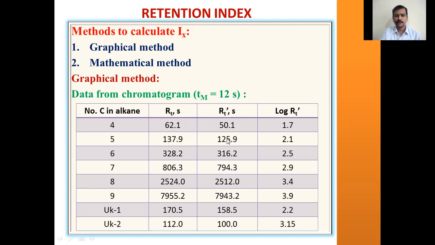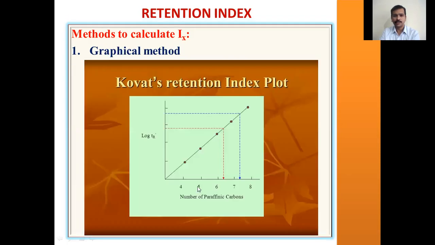So you tabulate for standards as well as unknowns. Then you take the log for this. You have one more column. Log of 50.1, you will get this. Log of 125.9, you will get this. Now this is the dependent variable and this is the independent variable. You fix this into the x-axis, 4 to 9. You fix this into the y-axis. Plot the graph. So you will get this graph.